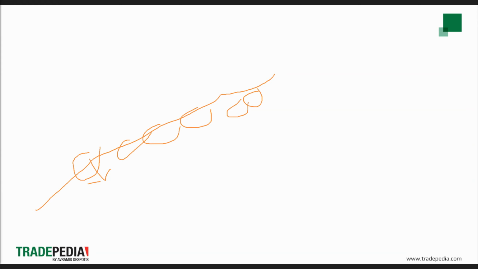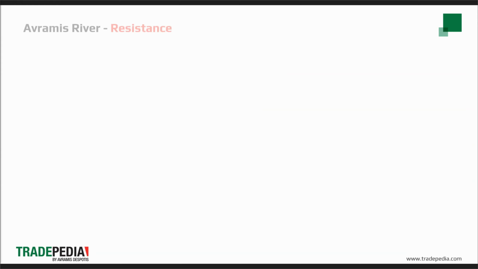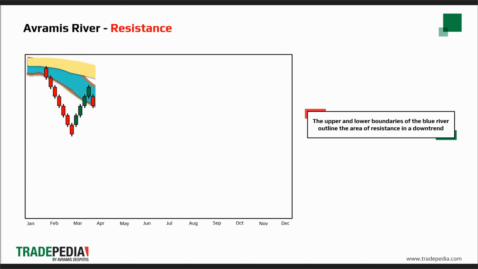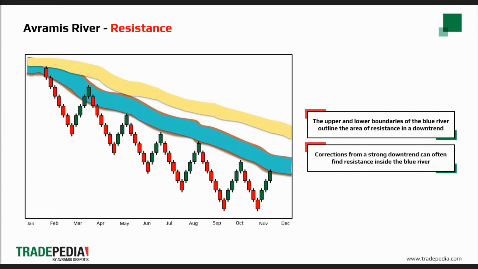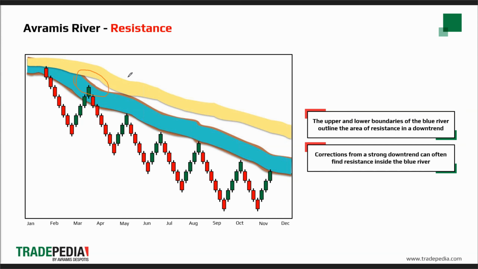Okay, let me erase some drawing. The upper and lower boundaries of the Blue River outline the area of resistance in the downtrend. Corrections from a strong downtrend can often find resistance inside the Blue River. So such things as that, you can see that it's a clear touch.